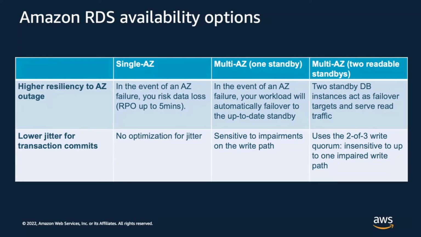For lower jitter for your transaction commits, single AZ has no optimization for jitter. For multi-AZ with one standby, your application is sensitive to any impairments on the write path. For multi-AZ with two readable standbys, it uses a 2 out of 3 quorum. Therefore, it is insensitive up to one impaired write path. Now I will hand over to Prasad to conclude this presentation.